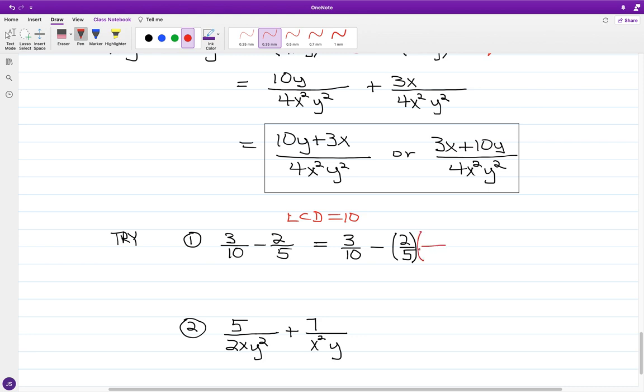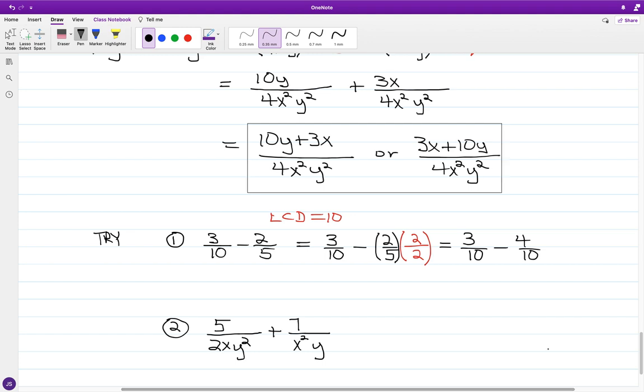We'll multiply 2/5 by 1 in fractional form, and that fraction will be the number of times that 5 goes into 10 divided by itself. So again, we're going to have 2 halves. So we have 3/10 minus 4/10. So for 3/10 minus 2/5, this translates to 3/10 minus 4/10, so this will become negative 1/10.